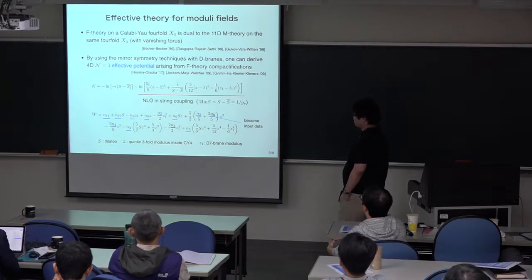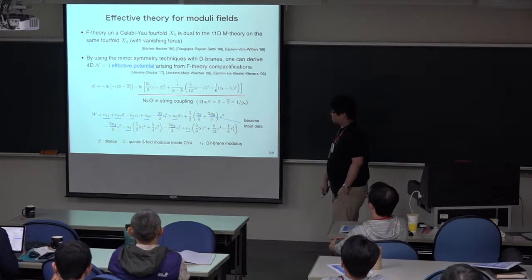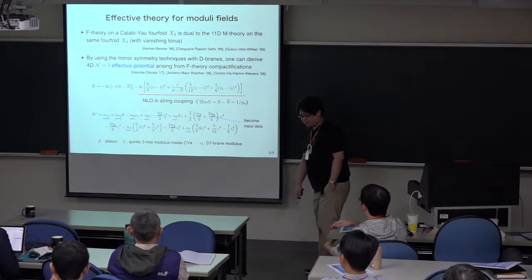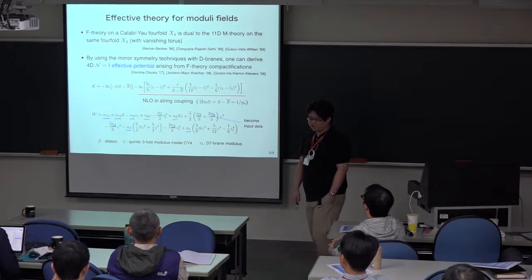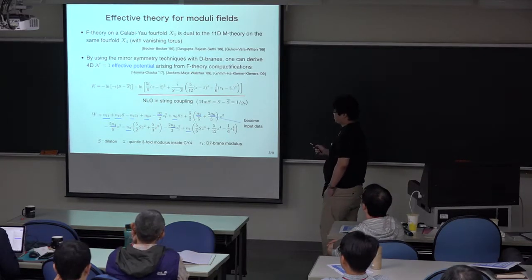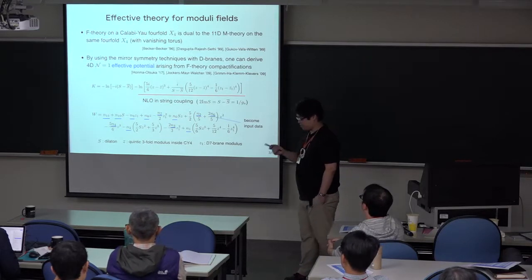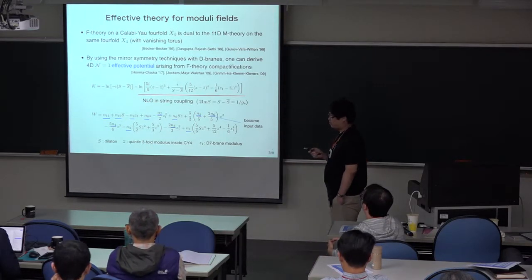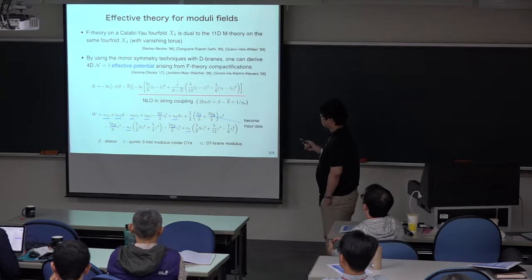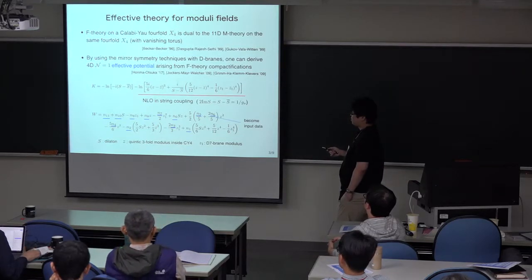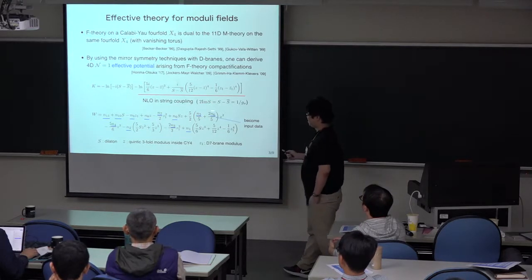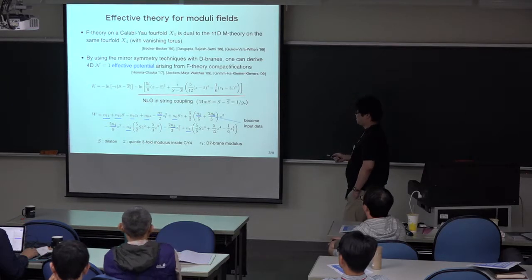The F-theory on a Calabi-Yau 4-fold is actually dual to the eleven-dimensional M-theory on the same Calabi-Yau 4-fold. And their effective theories after taking the space-time compactification are well known. And especially by using the mirror symmetry techniques with D-branes, I totally skipped the detailed discussion of the construction, but after computing some topological calculations from the Calabi-Yau 4-fold, we can explicitly obtain the unique four-dimensional N=1 effective theories arising from M-theory compactifications. And this is an explicit form of the scalar potential and superpotential.